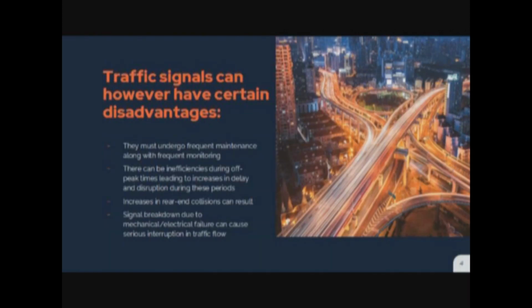Traffic signals can, however, have certain disadvantages. They must undergo frequent maintenance along with frequent monitoring to ensure their maximum effectiveness. There can be inefficiencies during off-peak times leading to increases in delay and disruption during these periods. Increases in rear-end collisions can result, and signal breakdown due to mechanical or electrical failure can cause serious interruption in traffic flow.